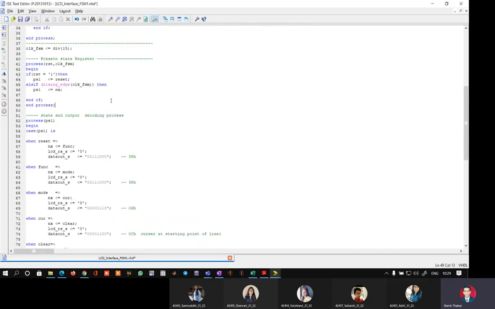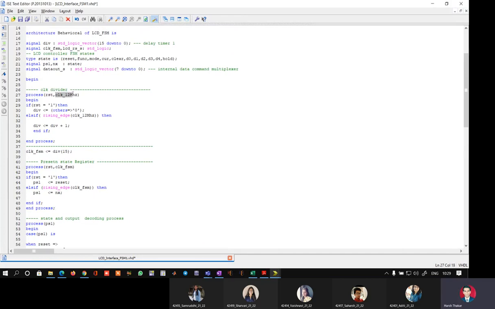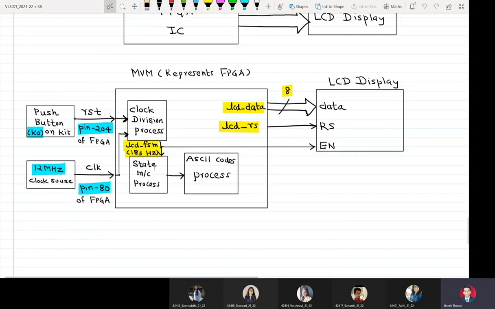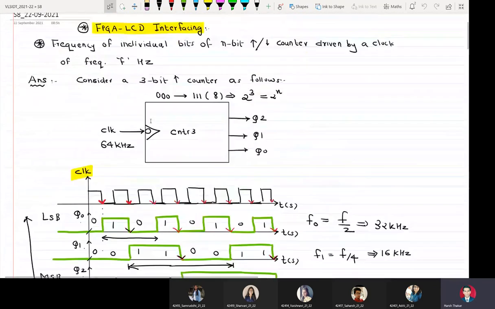Okay, how? See, now my first process is sensitive to 12 megahertz clock, and let us find out that if a particular counter is driven by a frequency F, I repeat, if an n-bit up counter is driven by a clock having frequency F, what is the frequency of its MSB bit? The explanation is here. Okay, so if you go here, I have given an explanation of a 3-bit up counter here.